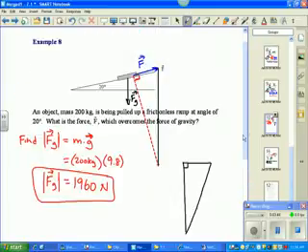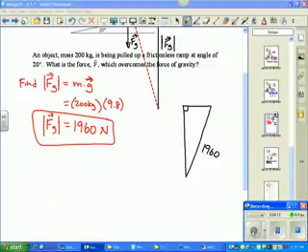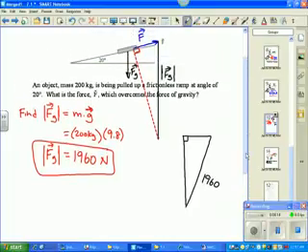Just to come back to the diagram here, that's this force here. If you notice, that's actually the hypotenuse of this triangle. So be careful. You see the 90-degree angle there, and you see that the force of gravity is across from it. So there's our 90-degree angle, and across from it is our force of gravity. So this is our 1960 here.